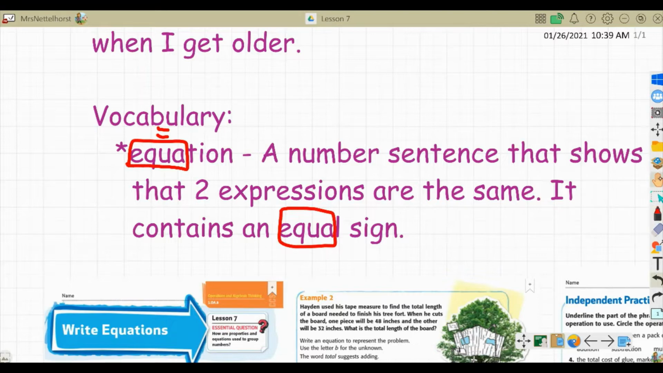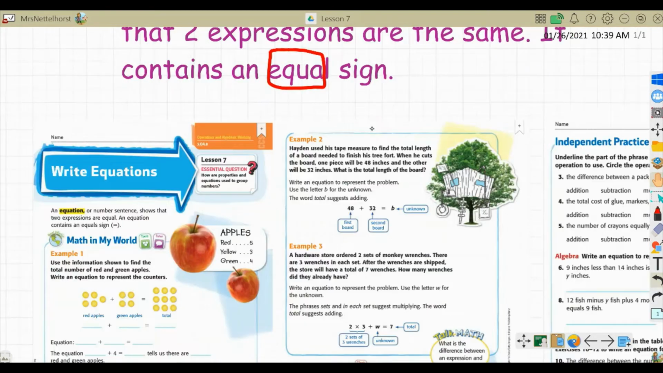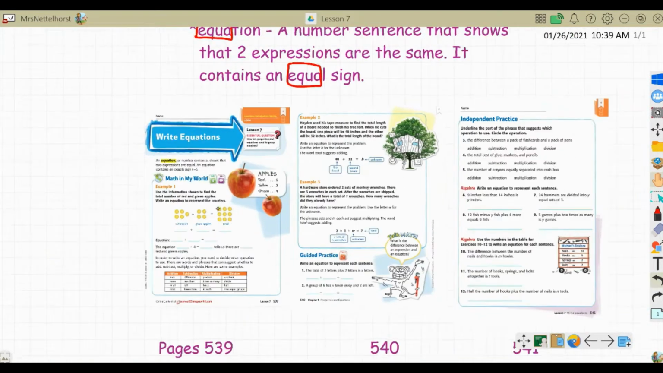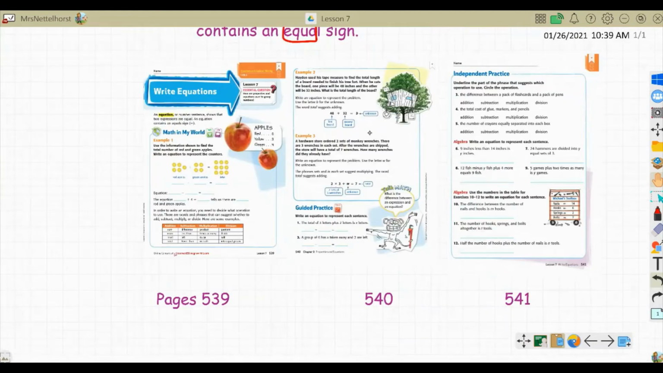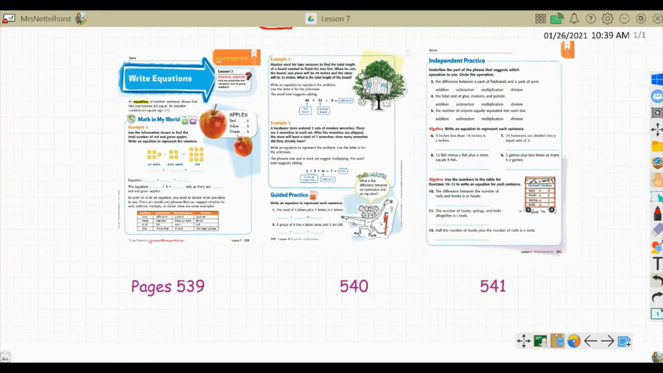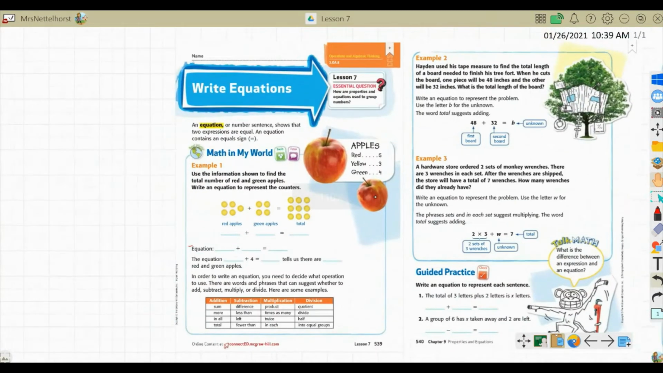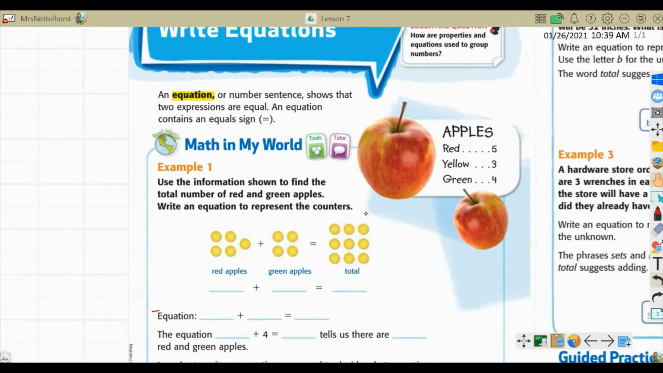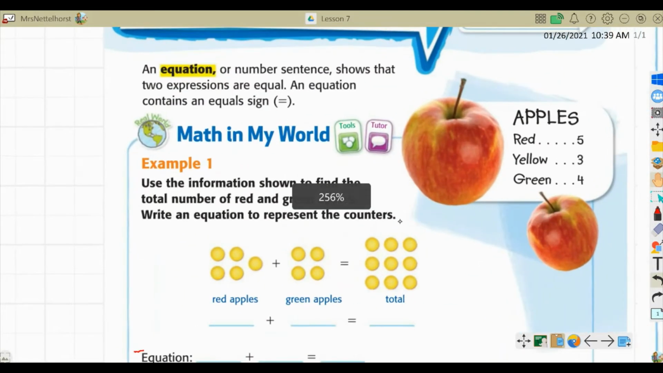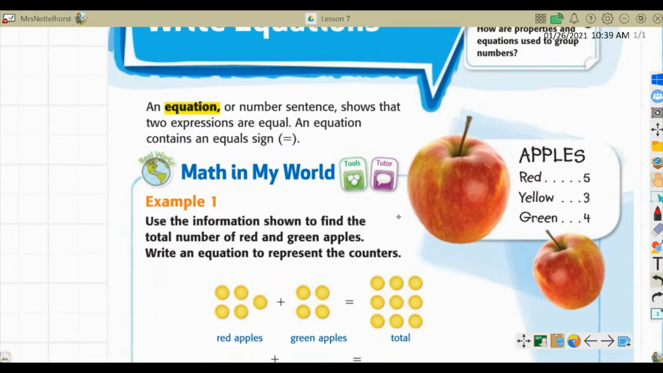Okay, so let's look at what pages we're going to be working on today: pages 539, 540, and 541. Let's start out on page 539. Right here is our definition for equation. An equation or number sentence shows that two expressions are equal. An equation contains an equals sign.